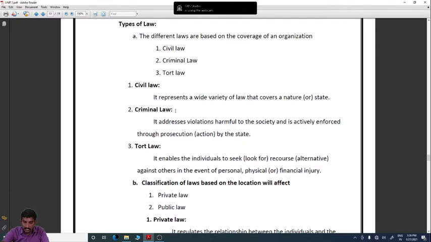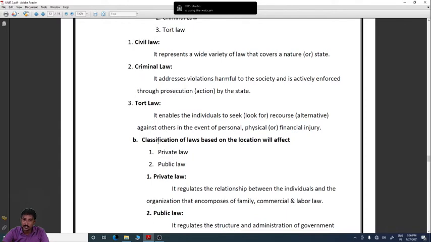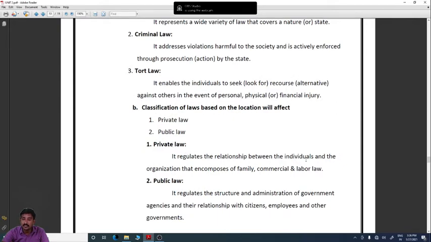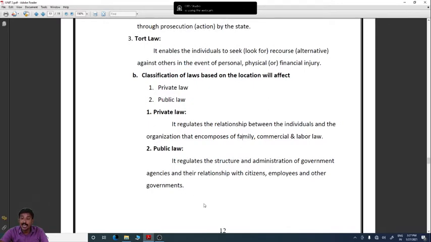Based on location, laws are classified into two: private law and public law. Private law regulates the relationships between individuals and organizations, and it encompasses family, commercial, and labor law. Public law regulates the structure and administration of government agencies and their relationships with citizens, employees, and other governments. I repeat once again, public law focuses on the structure and administration of government agencies and their relationships with citizens, employees, and governments.